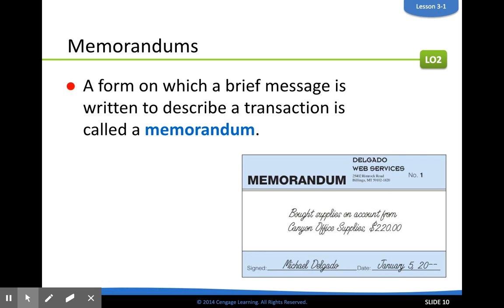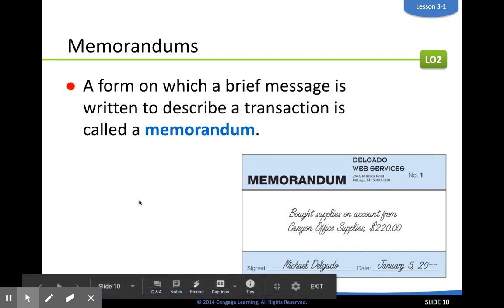Our next source document is a memorandum. A memo is used when more explanation is needed or when a signature is needed for a transaction. So you'll notice here that we have a description of the transaction as well as a signature from our owner, Michael Delgado.